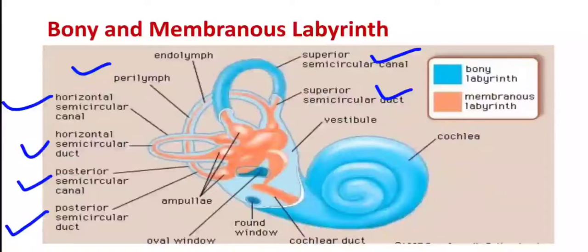Whereas this membranous labyrinth has a fluid known as endolymph. The ends of the semicircular canal are swollen, known as ampulla. Oval window is the opening of the vestibular duct, whereas round window represents the opening of the cochlear duct. And this part, cochlea and vestibule, is shown over here.